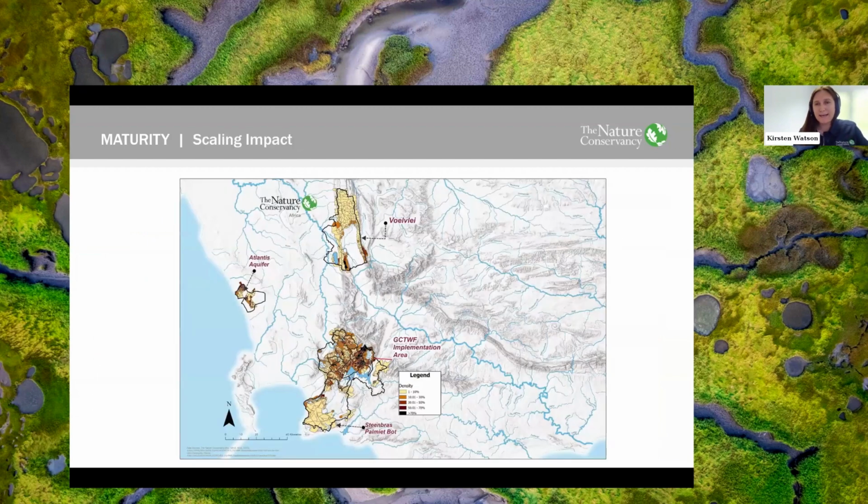And lastly, it's scaling impact. So we're focusing on the 7 priority catchments, but moving to 2030, we'll be looking at all the catchments that provide water to the city of Cape Town and surrounding areas.